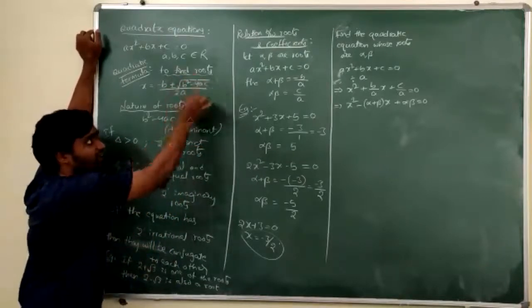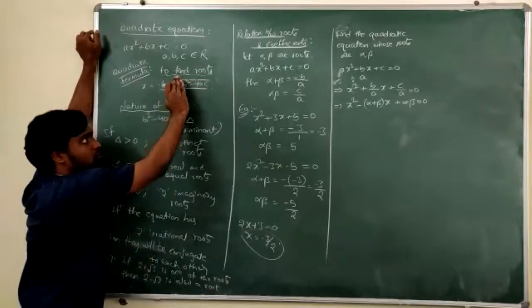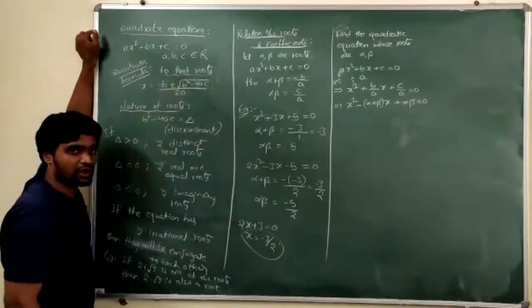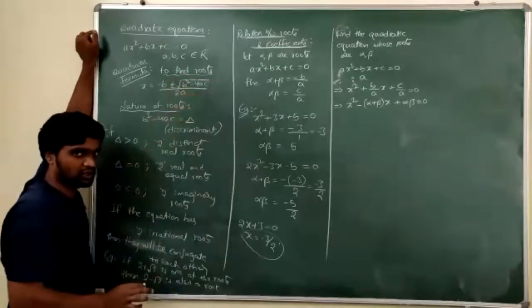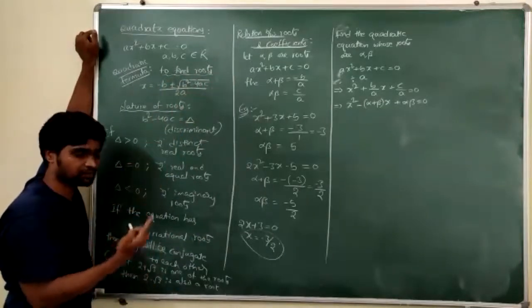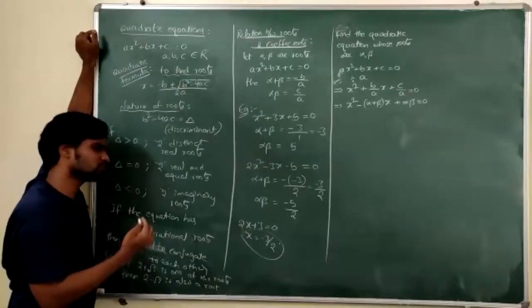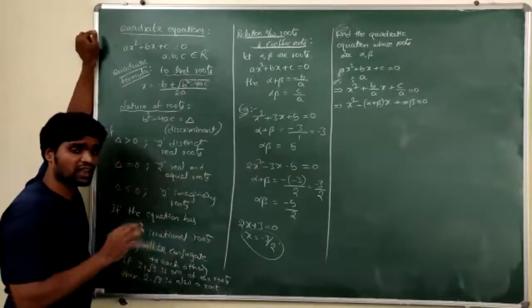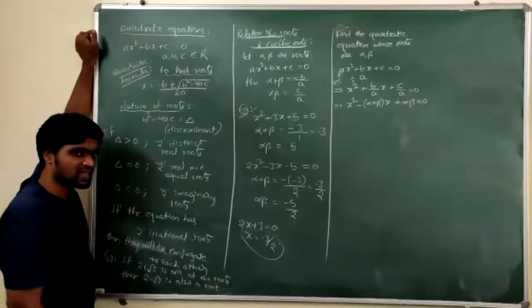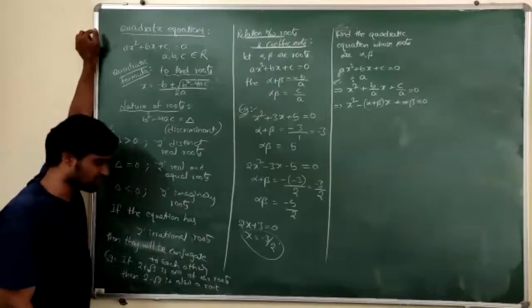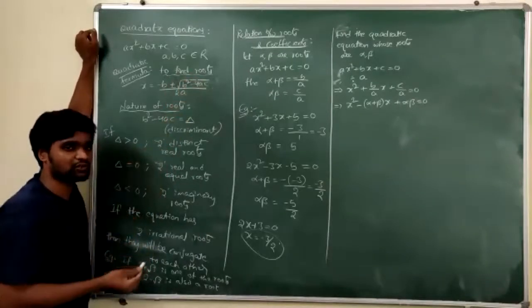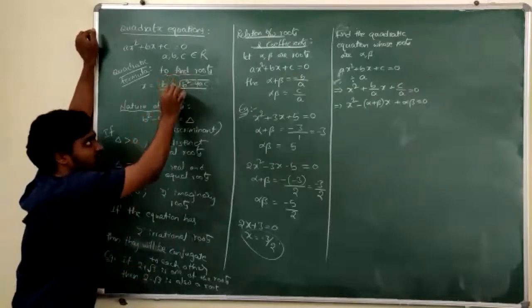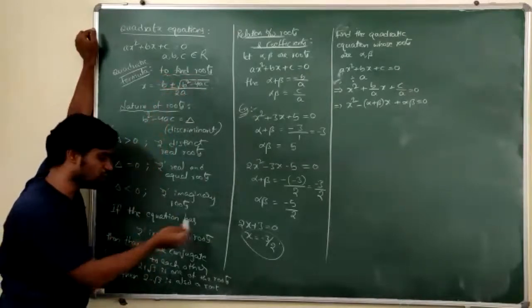If delta is equal to 0, the square root part is gone, so the only term left is minus b by 2a, which means only one value of x. Technically there is only one root, but we call it two real and equal roots. Now, delta less than 0 means we get the square root of a negative number, which is an imaginary number. Once you take plus, and again minus, there will be two imaginary roots.